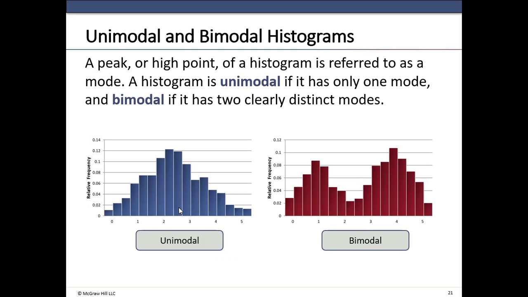Whereas if you look at the one on the right, there are two classes, one on the left, one on the right, that have the same height. So because these two numbers appear with the same frequency or same percentage relative frequency, bimodal. Bi means two. It has got two modes.